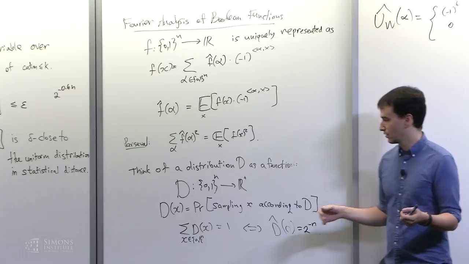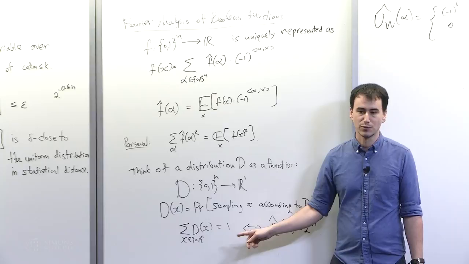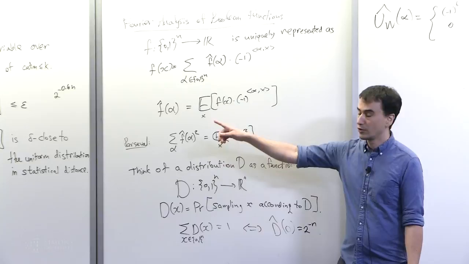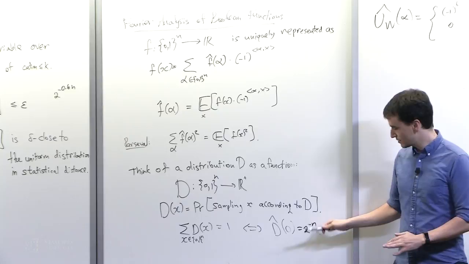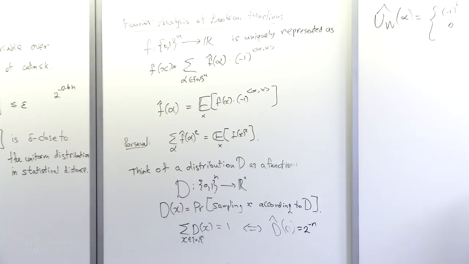Okay, so what do we know? We know that it's a distribution, so the sum equals 1. So in particular, what does this tell us? It tells us that the Fourier coefficient of the 0 vector is 2 to the minus n. And all the other Fourier coefficients would be smaller than that, actually. So there is some normalization factor here, which is a little bit annoying, but we will work with this definition.